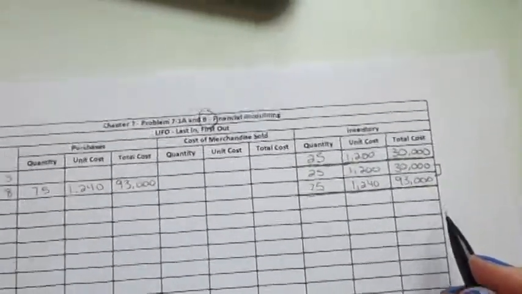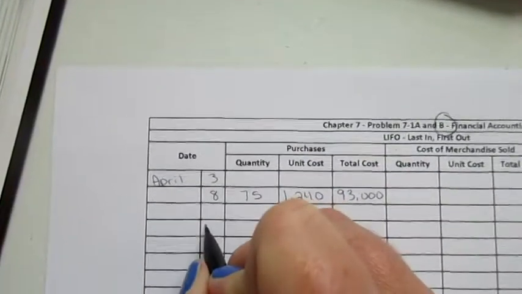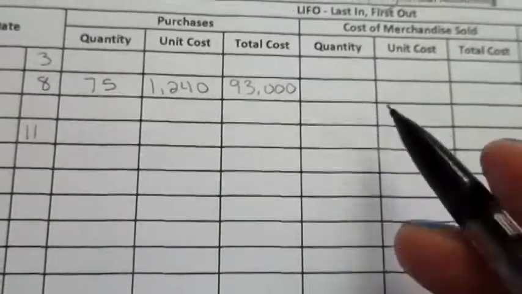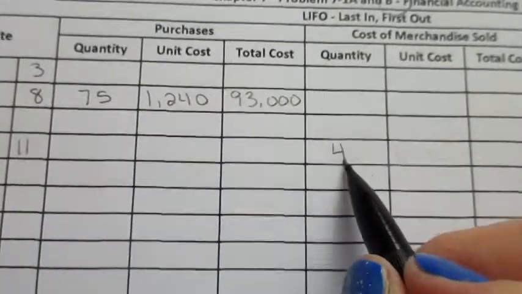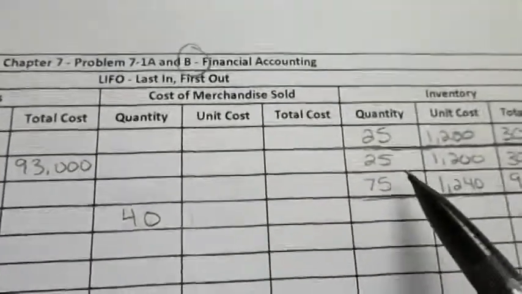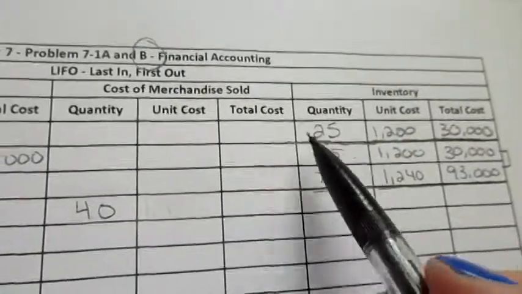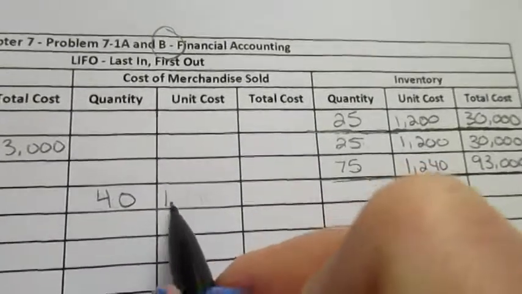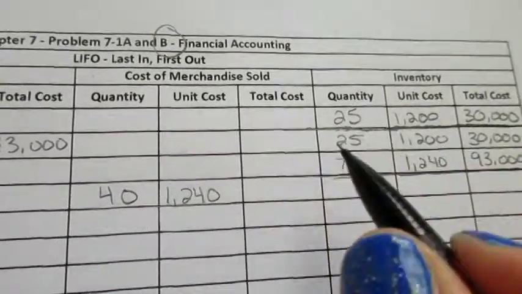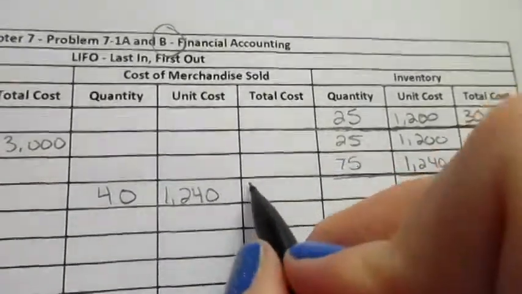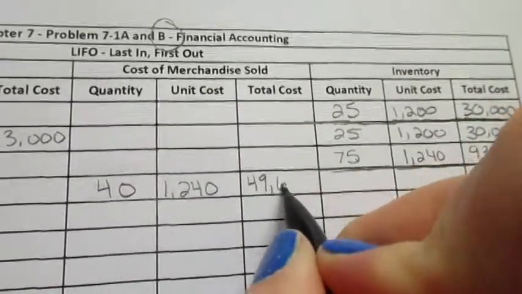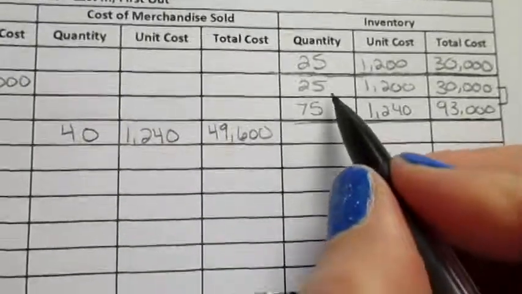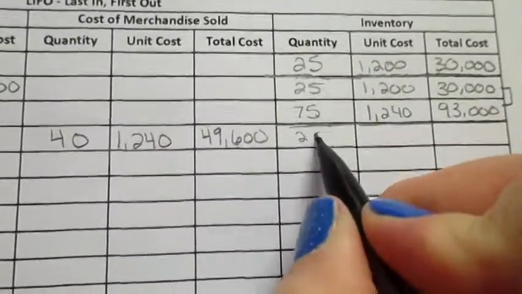Okay. On April 11th, we sold, according to our textbook, 40. So I'm going to write my 40 in there. And if I look over here at my inventory, remember I'm doing last in, first out. So our last in was this group of 75. So this is going to be 1,240. And when I multiply those two numbers together, I get 49,600.